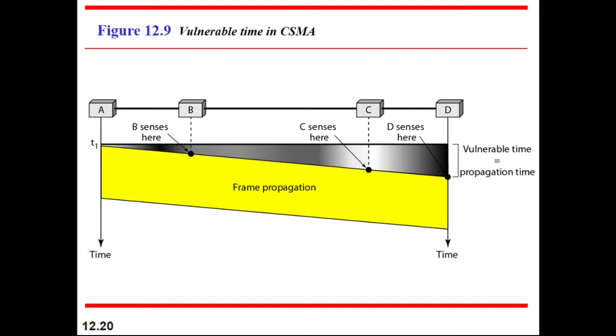This is the logical diagram. Here we have T1, and B wants to send data, B sends here, and C also sends here, and D also sends here. At the same time they are all trying to access the channel, so this black portion is the vulnerable time.